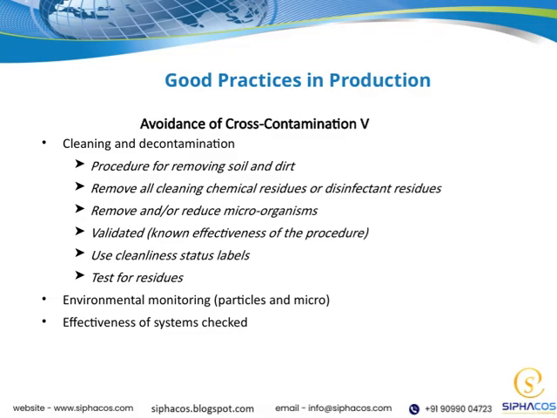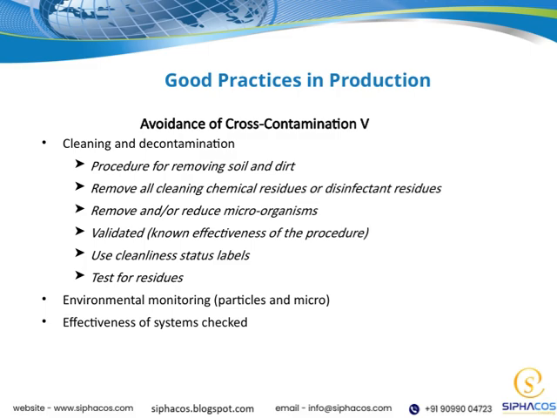Let's talk about avoiding cross-contamination through proper cleaning and decontamination processes. First, it's crucial to have a clear procedure for removing soil and dirt from surfaces. This helps ensure that all residues are effectively eliminated. Next, we need to focus on removing all cleaning chemical residues or disinfectant residues, because leftover chemicals can pose risks and interfere with subsequent processes. Equally important is the reduction or elimination of microorganisms, which can cause contamination or spoilage. To make sure our cleaning methods are actually effective, we rely on validated procedures, meaning we know they work because they've been tested and proven.